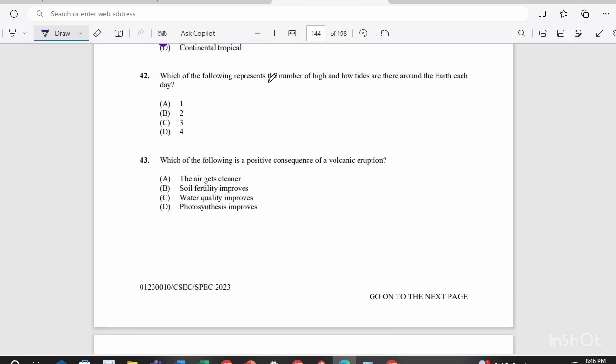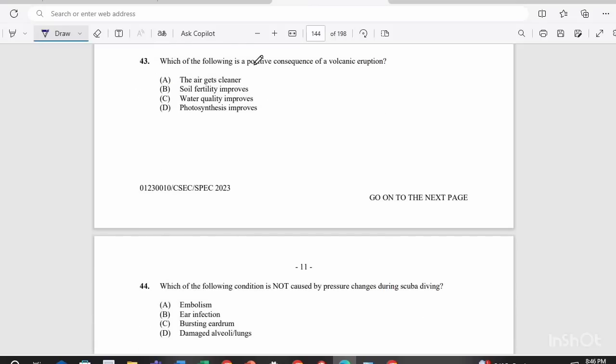Which of the following represents the number of high and low tides around the earth each day? Is it 1, 2, 3, or 4? The answer there is B, 2.